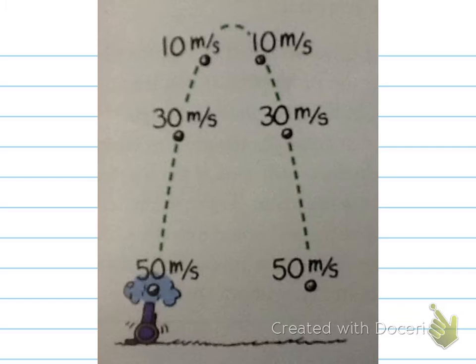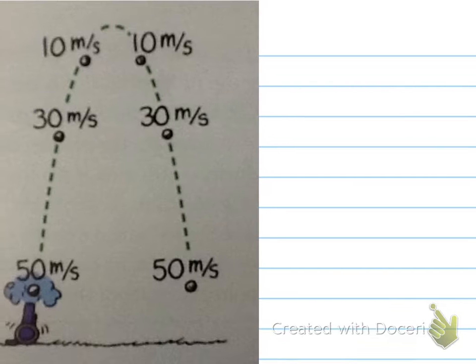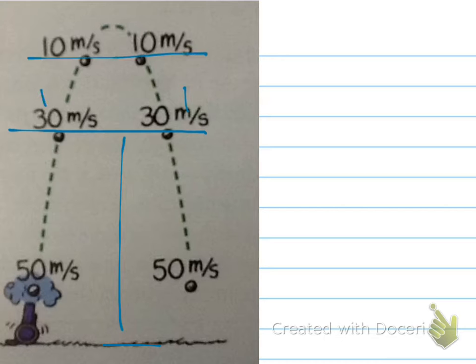It's summarized nicely in this picture. I shoot it at 50 meters per second. Notice at the same distance from the ground, I have the same speed. This means that you can answer some questions. Like, I threw a ball up in the air at 30 meters per second. How fast was it going when I caught it? Well, 30 meters per second, because you're catching it at the same height as it was when you launched it.